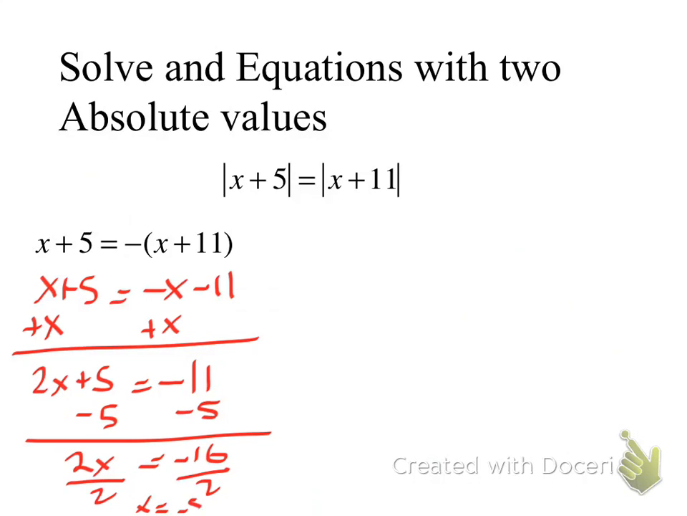x equals negative 8. You with me? Now this next time, I'm doing my x plus 5 again, the same way. Only this time, I am setting it equal to the positive x plus 11. When I distribute that, that's basically the same thing.